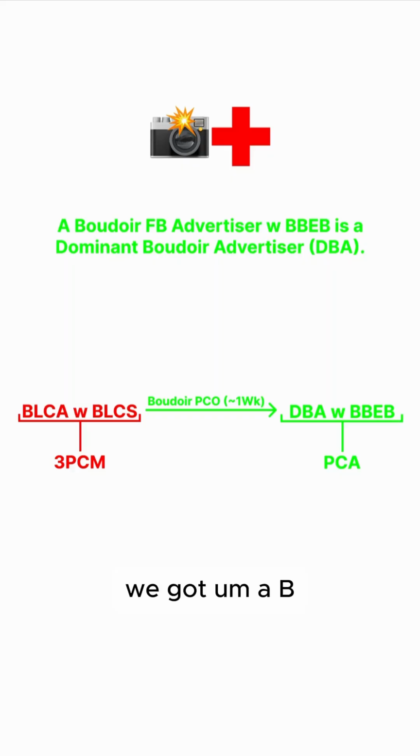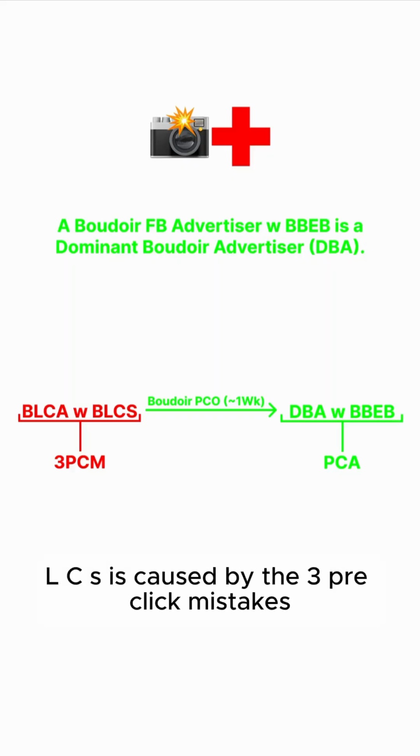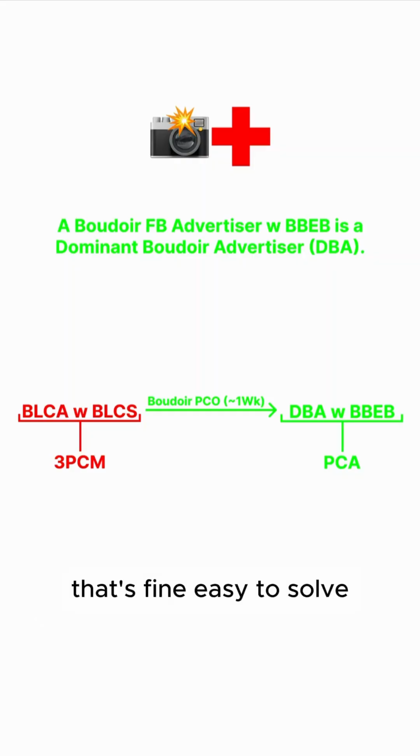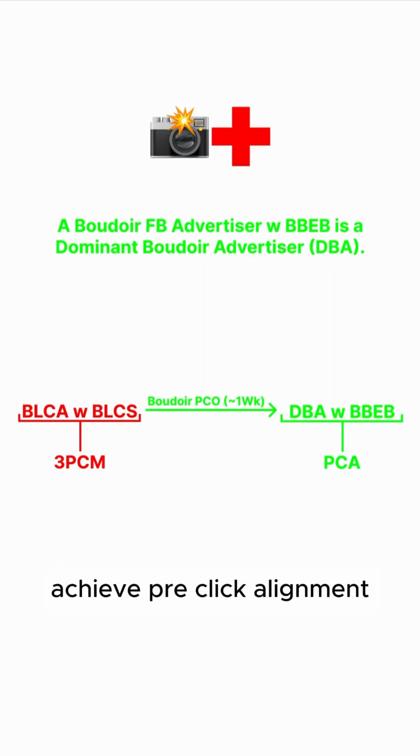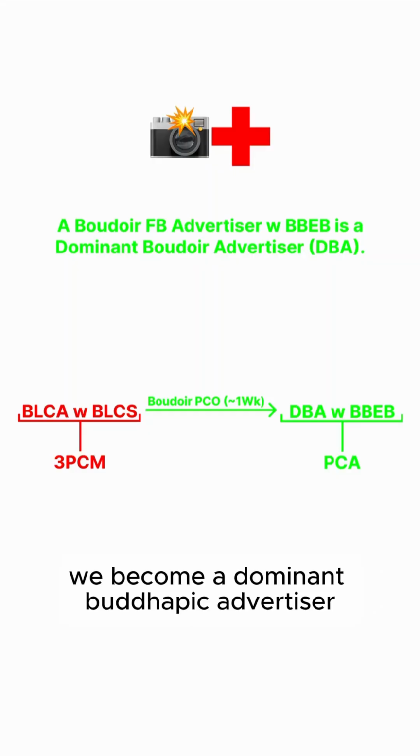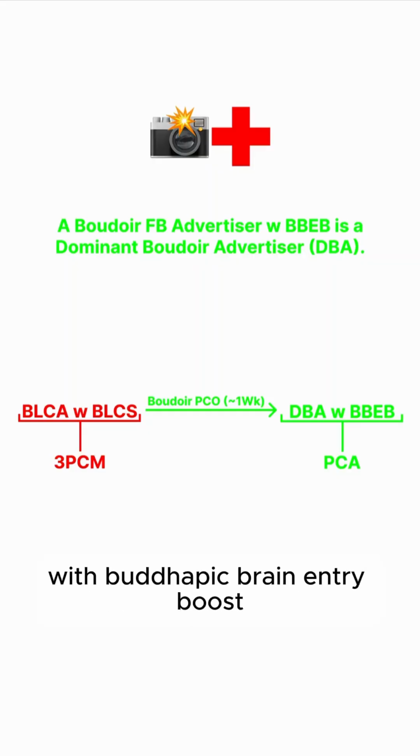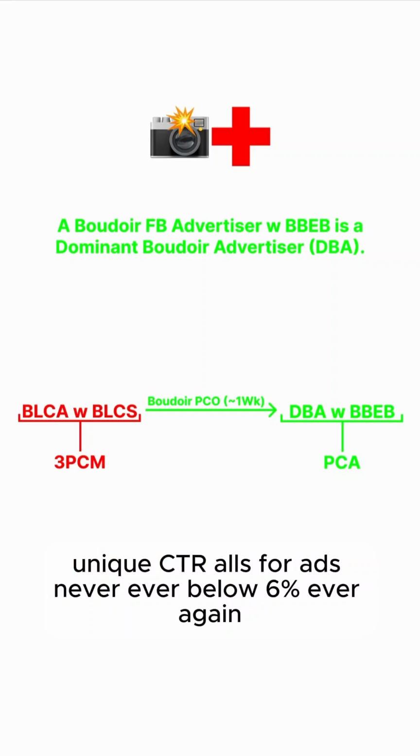We've got a BLCA with BLCS, which is caused by the 3 pre-click mistakes. That's fine, easy to solve. Treated with Boudoir Pico, it takes about a week. Achieve pre-click alignment, and we become a dominant boudoir advertiser with Boudoir Brain Entry Boost. The unique CTR for our ads is never ever below 6% again.